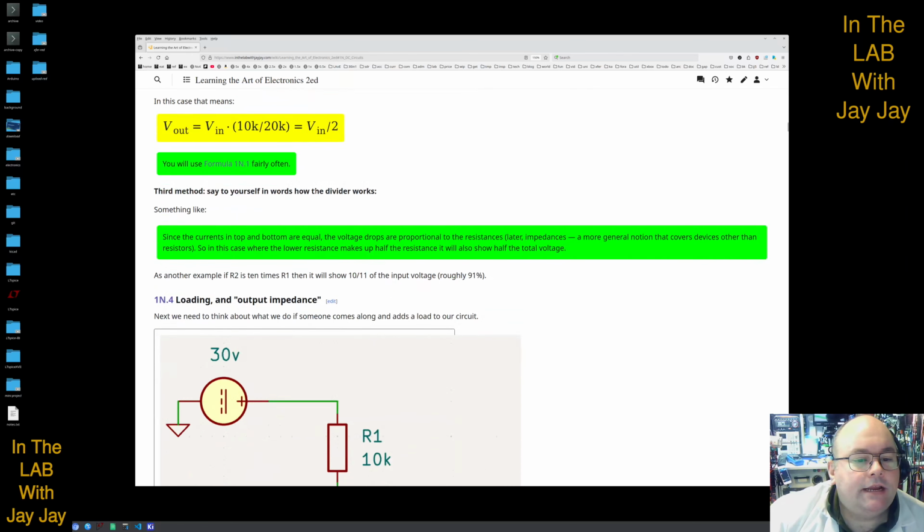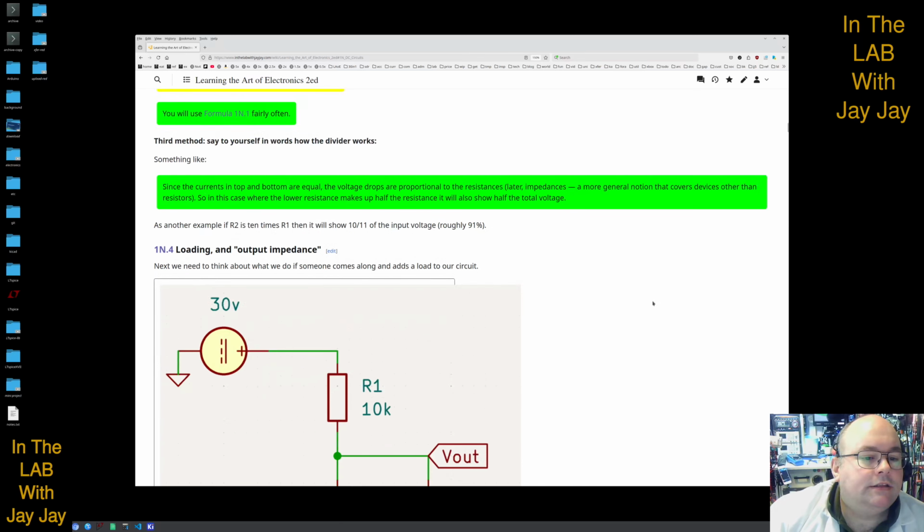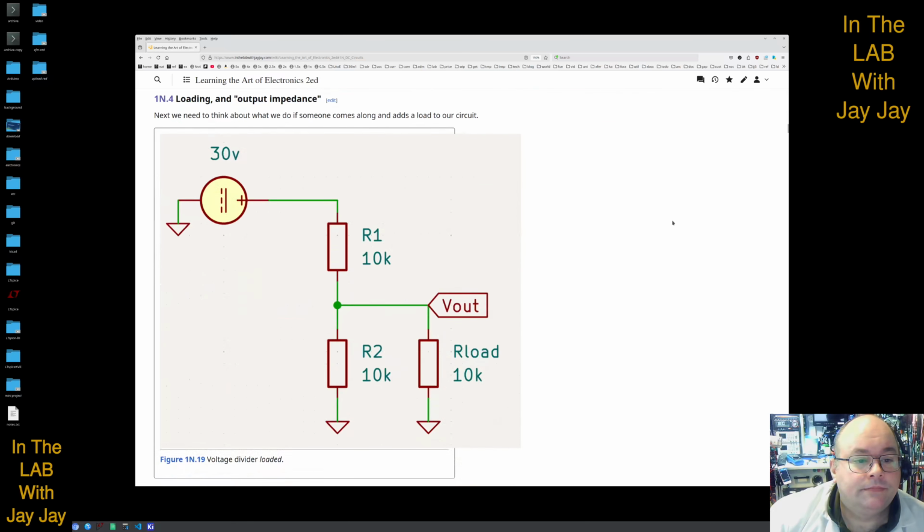And the third method, say to yourself in words how the divider works. So you can muddle through to saying, since the currents in top and bottom are equal, the voltage drops are proportional to the resistances. Later, impedances, a more general notion that covers devices other than resistors. So in this case, where the low resistance makes up half the resistance, it will also show half the total voltage.